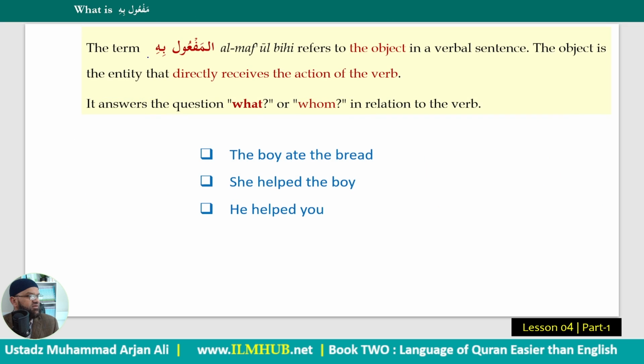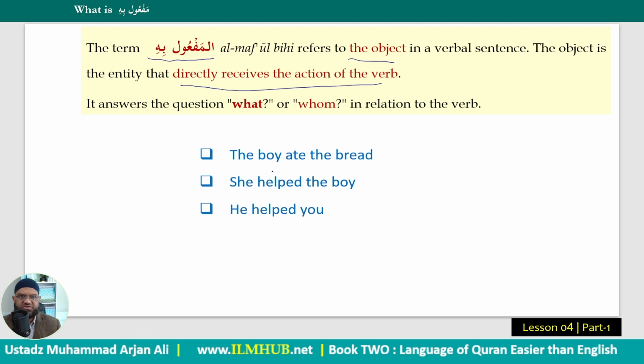Grammatical term, al-maf'ul bihi, which you see here, refers to the object in a verbal sentence. And this object is the entity, the person or the thing that directly receives the action in the verb. So if you have a verb and then you ask the question, who or what received this action in relation to the verb, then you get the answer of what the object is.